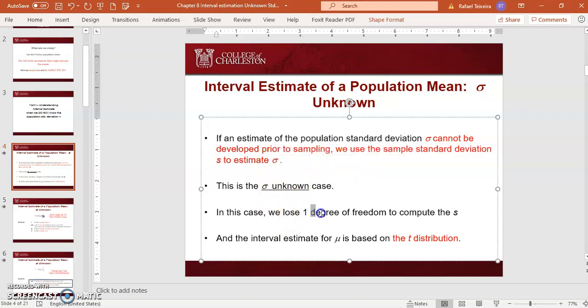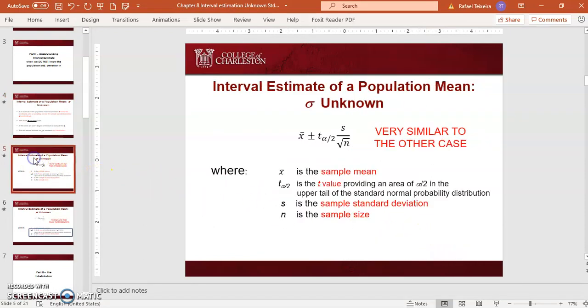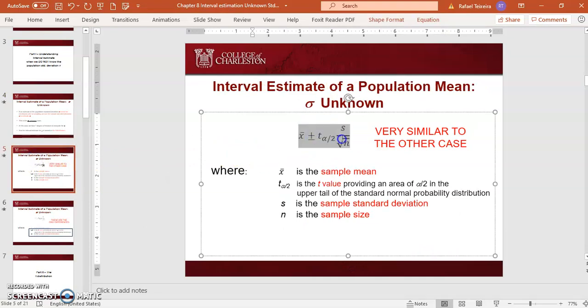In this case, we lose 1 degree of freedom to compute the sample standard deviation, and because of that, we have to use a t-distribution, not the normal distribution or the standard normal distribution, which is the z-score distribution, but the t-distribution, okay? And then the formula to build the interval estimate is the same.